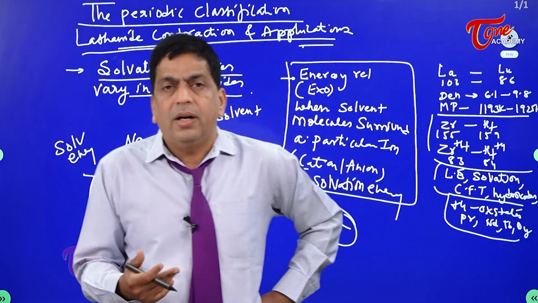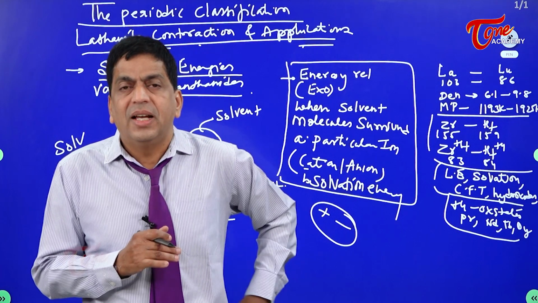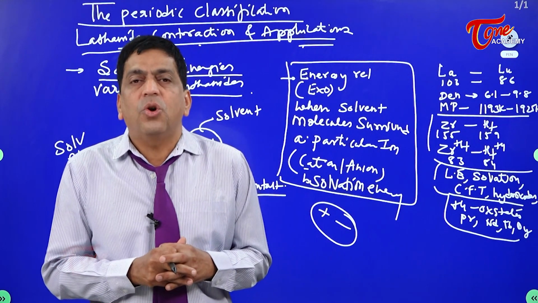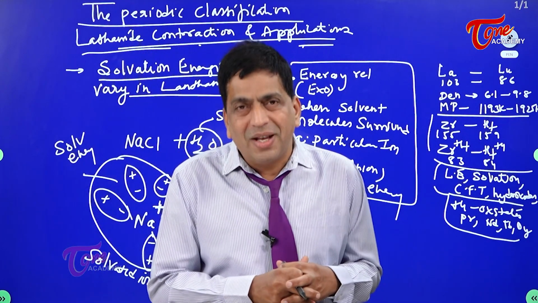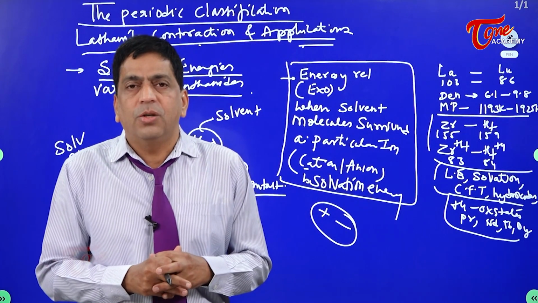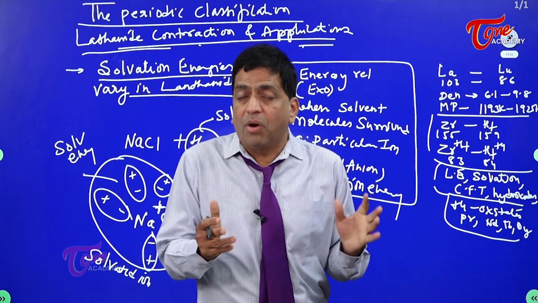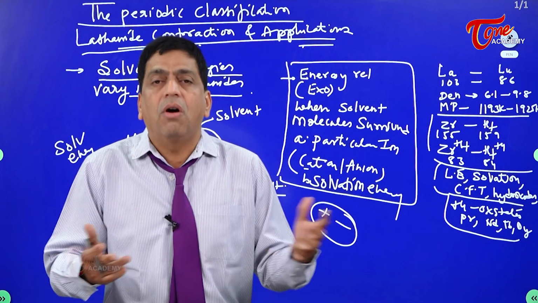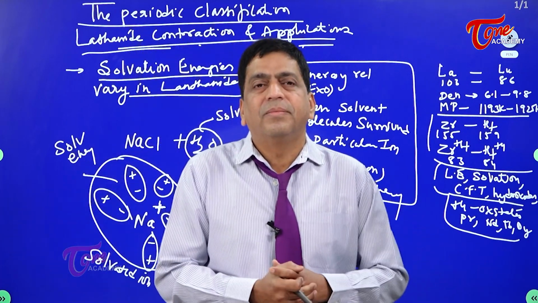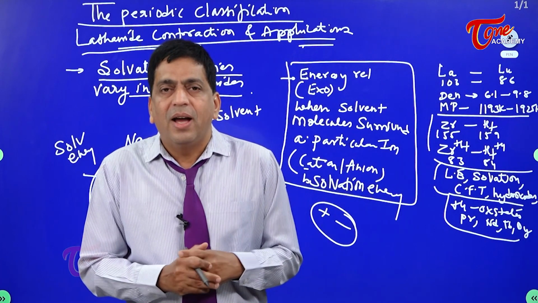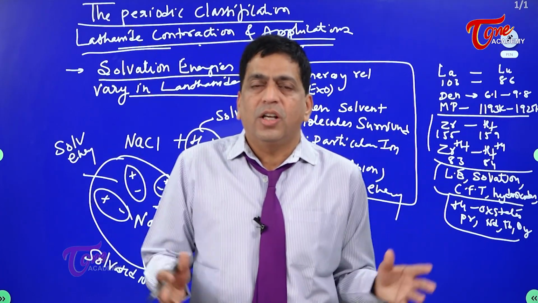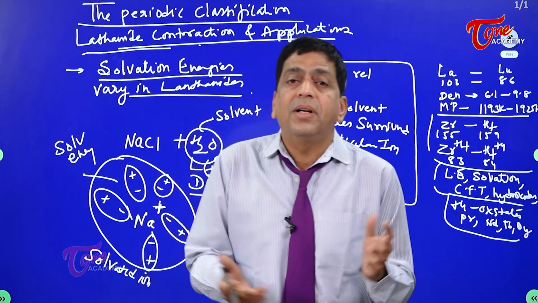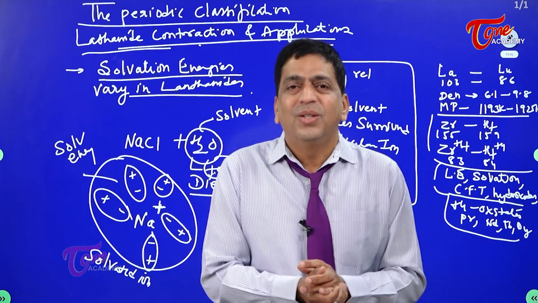is liberated. Now if you ask me a straight question, when does the magnitude of solvation energy increase? The common sense answer is the number of water molecules surrounding that sodium, if they are more. The number of water molecules surrounding that particular ion, cation or anion, if it is more, then more energy is released. Now the question arises, when does more water molecules surround a particular ion?